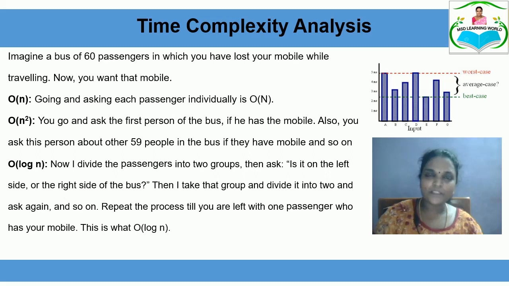In your best case, you will find your mobile with the very first person that you ask. That is the best case time complexity, which is order of 1. When you find your mobile after processing half of the passengers, it is an average case analysis. When you have to check all the passengers, it is the worst case analysis. But the time complexity must be efficient, so you want a lower time complexity in the worst case. This is how you can understand best case, average case and worst case complexities.